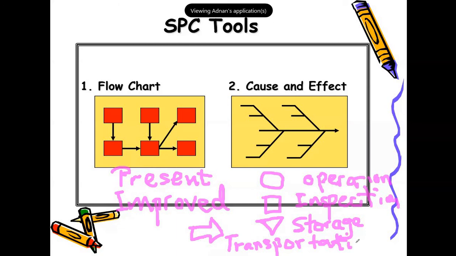We also have a shape that looks like a D. This we use for delay. When something is delayed, waiting, we put a D. So from there we analyze whether the process is efficient or not. If there is too much delay or too much movement, it means the process is no good.